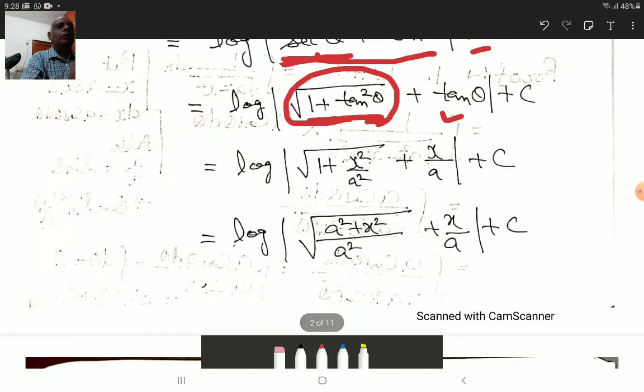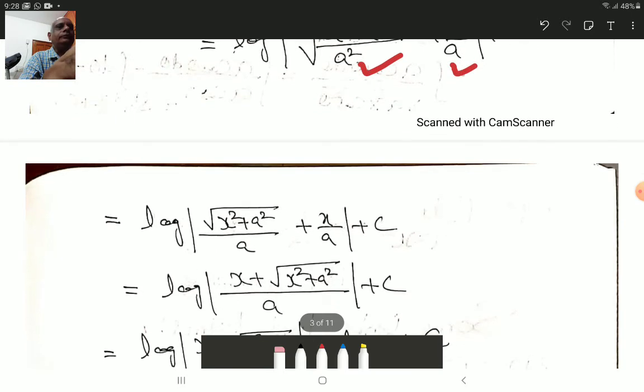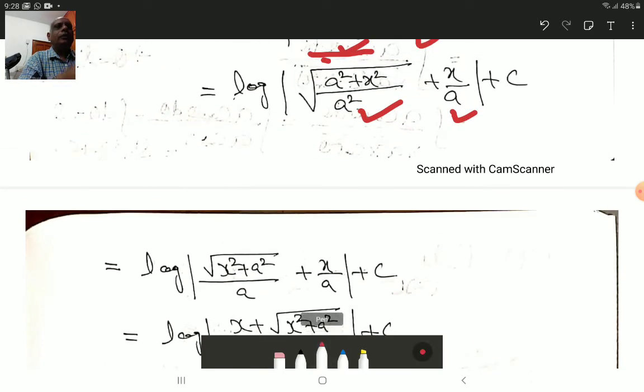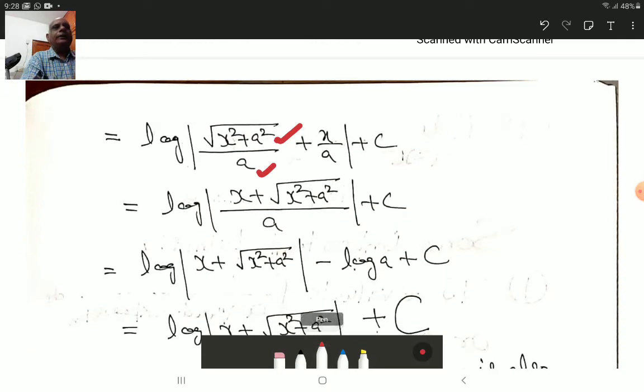So it becomes log of modulus of square root of 1 plus tan square theta, that is x square by a square, plus tan theta, that is x by a. Here if you take LCM, it becomes square root of a square plus x square upon a square, plus x by a. Let's move ahead. So it becomes log of modulus of square root of x square plus a square upon square root of a square, that is a, plus x by a. So now the LCM is a and it becomes x plus square root of x square plus a square upon a, plus c. So now you can use log of m by n is equal to log m minus log n, plus c.